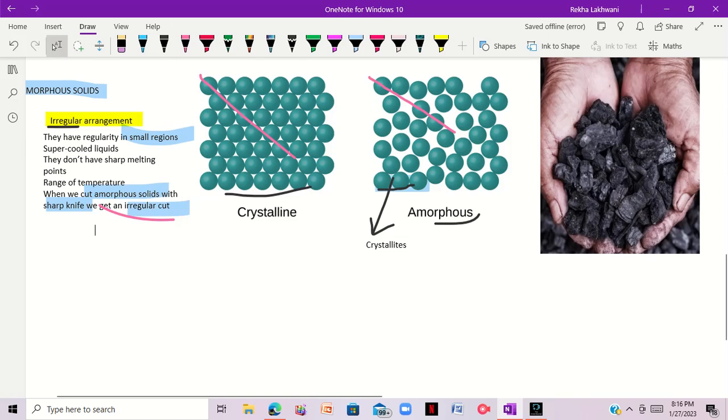There are a lot of examples of amorphous solids. For example, we have glass, which is basically made up of silicon dioxide. We have rubber, we have plastic, and even charcoal is also an amorphous solid. As you can see over here, this charcoal is an amorphous solid.